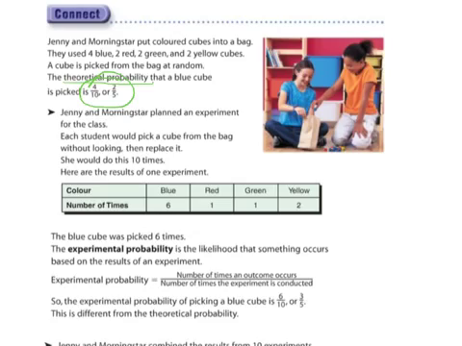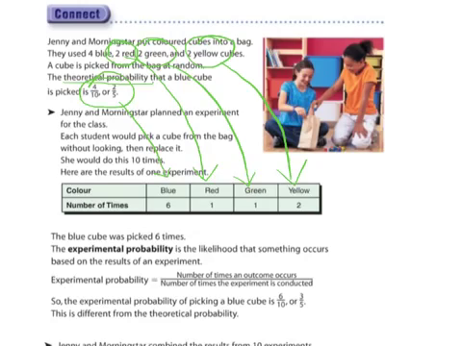So in theory, we should have picked blue 4 times. Well, we got blue 6 times. Pretty close. In theory, we should have picked red 2 times. Well, we got 1 red. That's pretty close. In theory, we should have picked green 2 times. We also got green once, so that was pretty close. In theory, we should have picked yellow twice. We did get yellow twice. So our theoretical probability compared to our experimental probability isn't necessarily always the same, but it's often a good predictor as to what's going to happen.